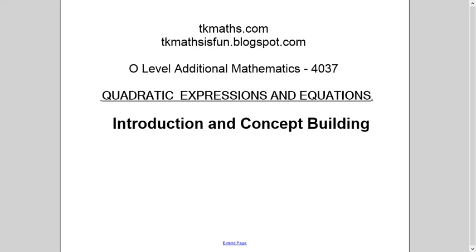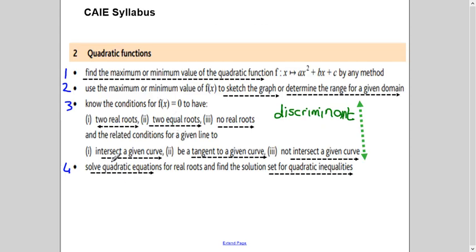In today's video, I will explain the concept of quadratic equations, which is a part of the syllabus of O-level additional mathematics. The code is 4037. In the previous video, the link is attached in the description, I covered the concept of maximum and minimum because in the CIE syllabus, we have seen that there are three concepts. One is with respect to maximum and minimum value and its sketch. The second concept is about the discriminant, and the third is quadratic inequalities. So in today's video, I will cover the concept of discriminant and quadratic inequality.